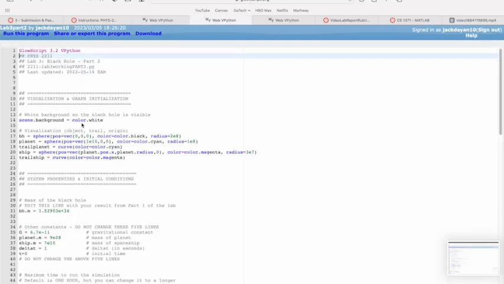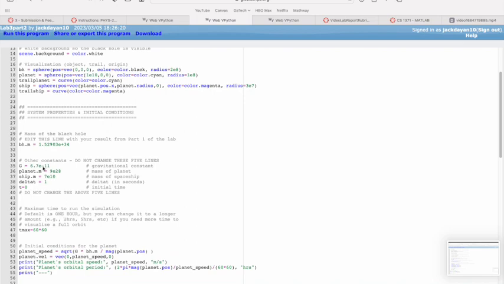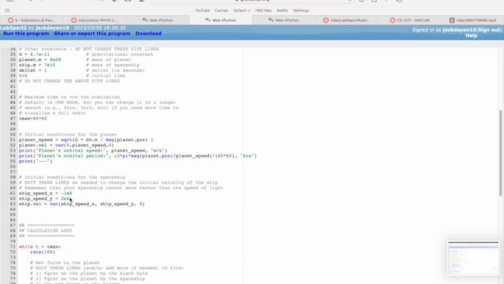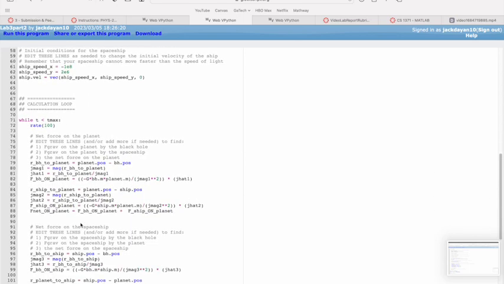Now we use a GlowScript program to determine the velocity needed for the spaceship to escape the black hole. As we can see, we have here our initial conditions, which are basically constants. We have the gravitational constant, the mass of the planet, the spaceship, and time. And here we have the initial conditions for the spaceship to escape the black hole. The speed for the spaceship was determined using trial and error. Then here we have a calculation loop, which we use to determine different net forces.